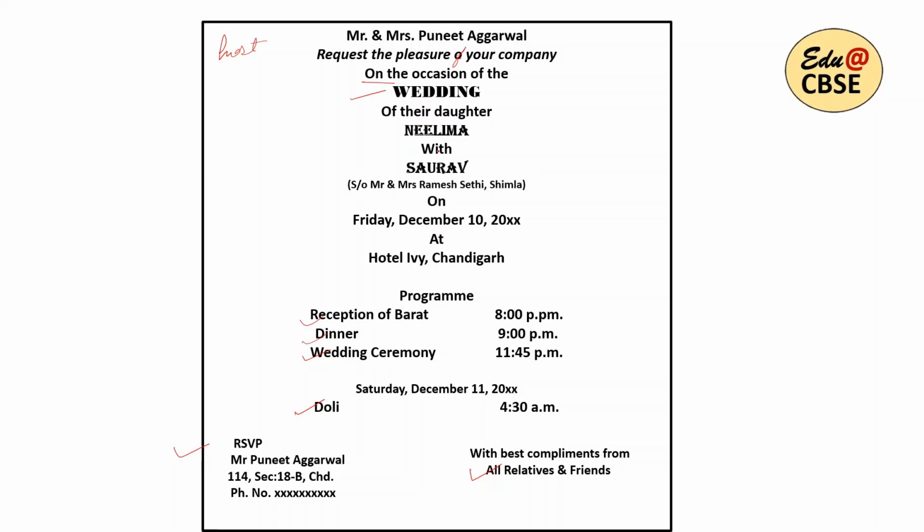So, it's a wedding, the name of the daughter with the name of the groom, so Saurav, son of Mr. and Mrs. Ramesh Sethi, and after that, date, day, time, venue, the program, and RSVP. On one side, you can write any special instruction. Now let's move on to the next question.